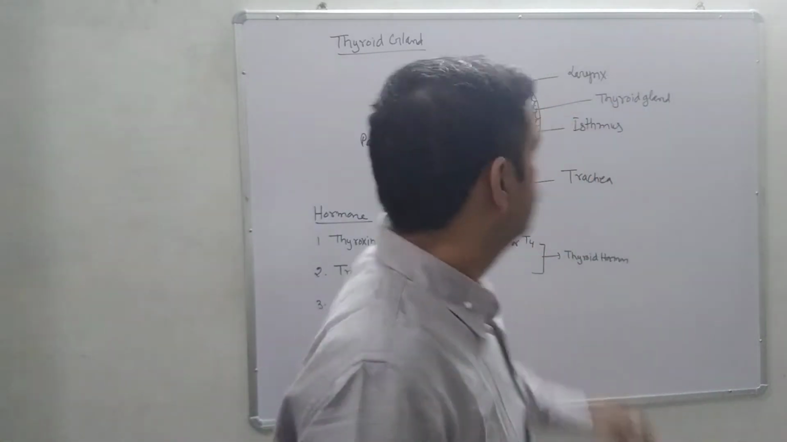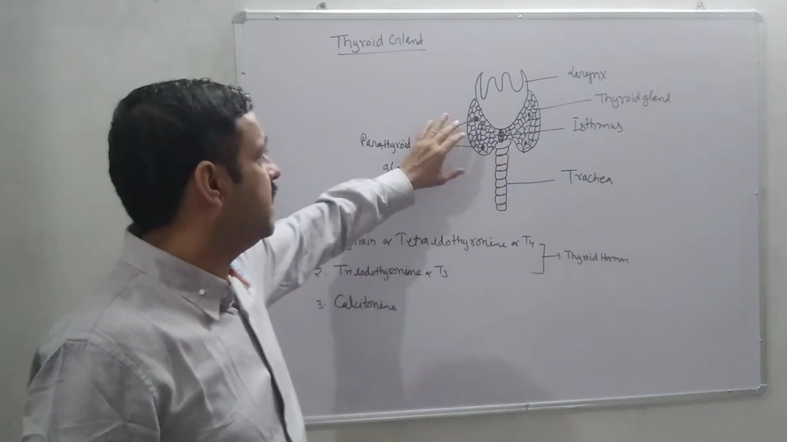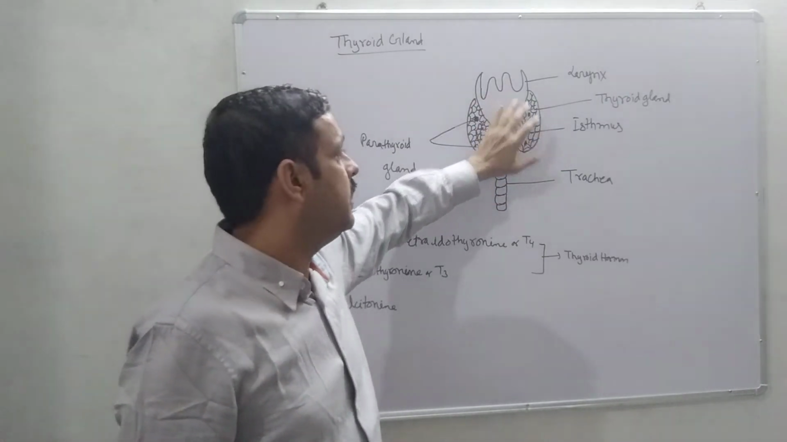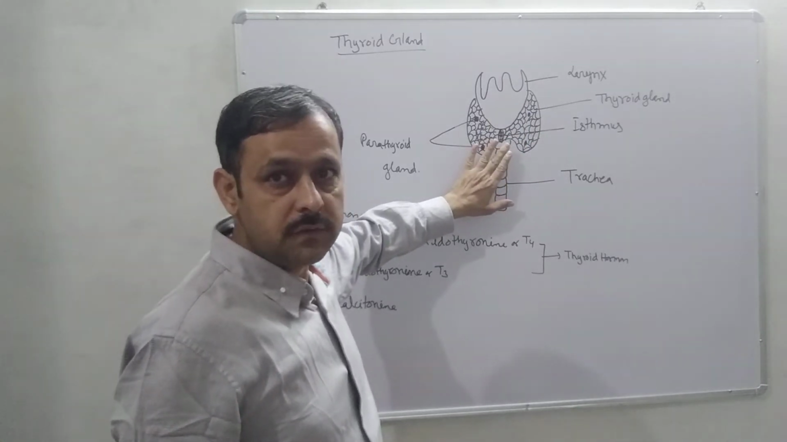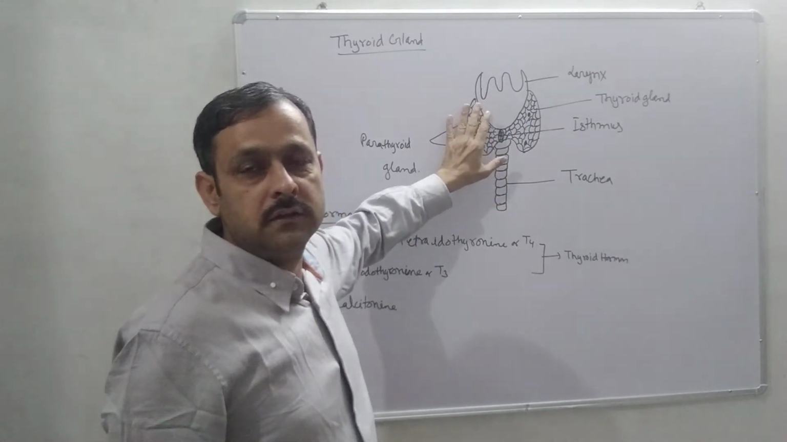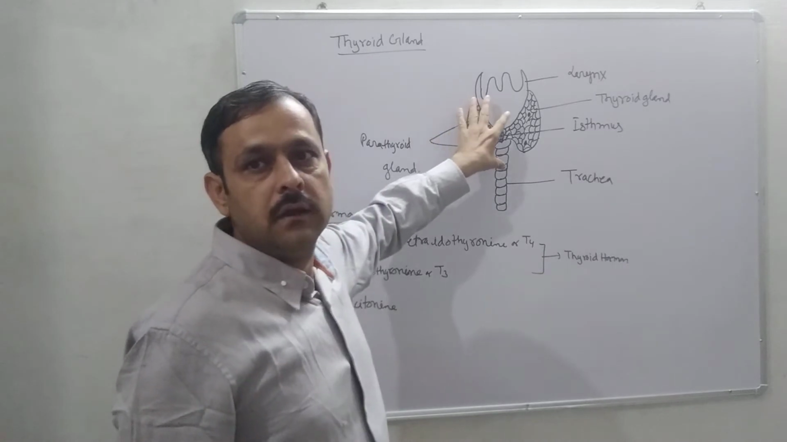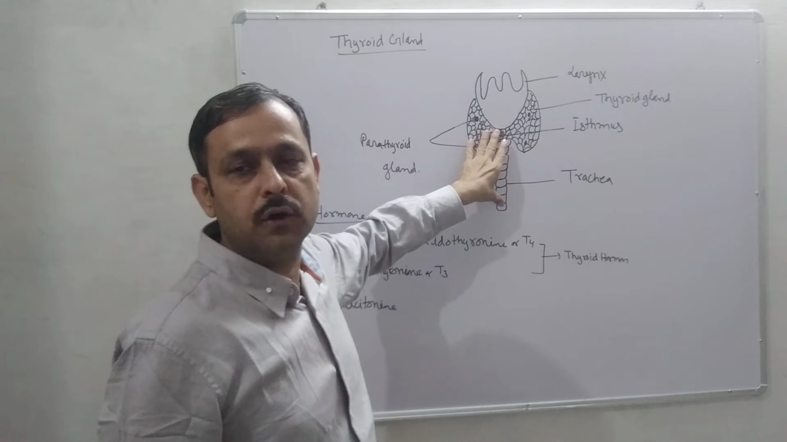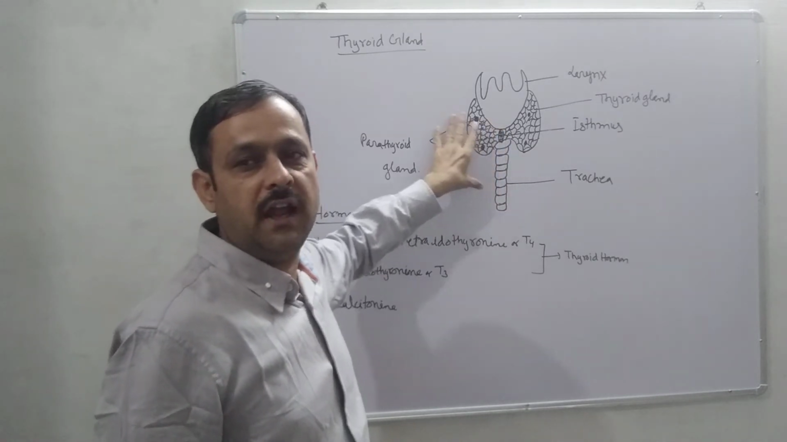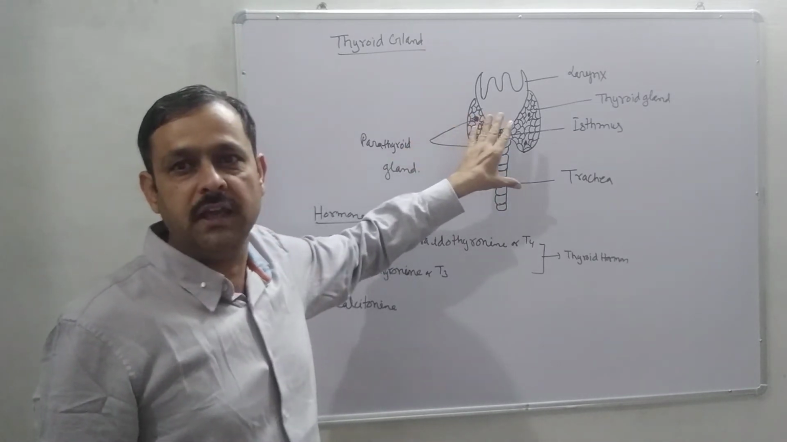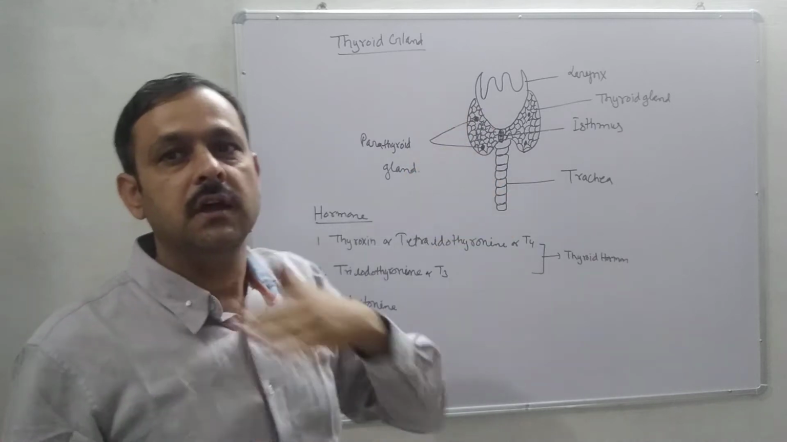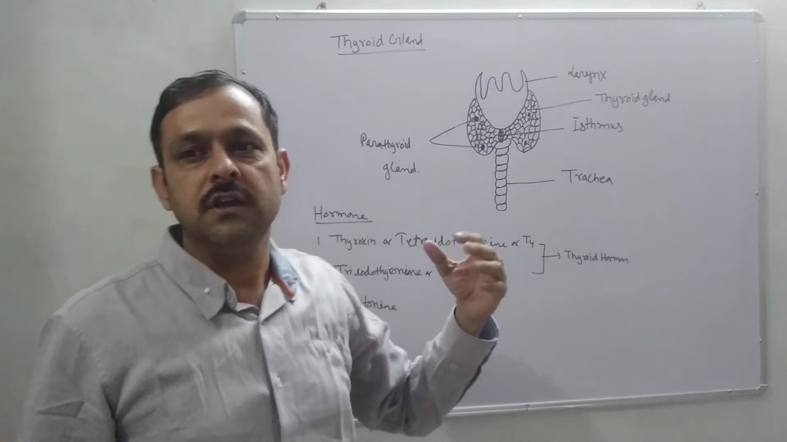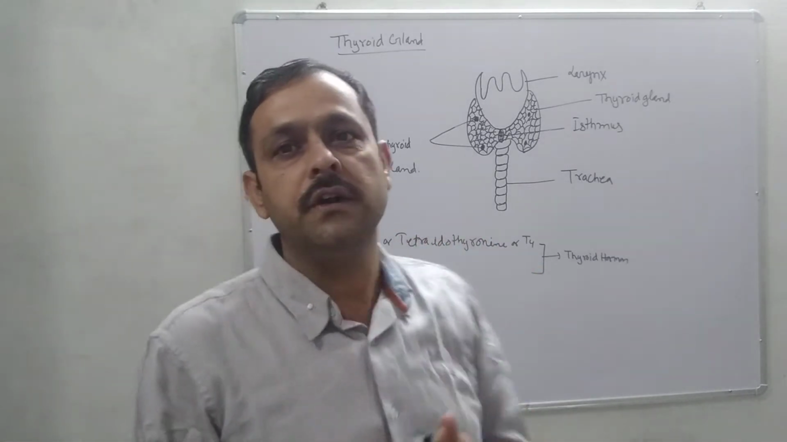Thyroid gland. You can see the diagram of the thyroid gland. This is the larynx or vocal cord of human beings, and this is the trachea. The thyroid gland is between or above the trachea, or we can say it joins with the ventral and lateral part of the trachea in the cervical region. Means the thyroid gland is found in the cervical region and it joins the ventral and lateral part of the trachea.